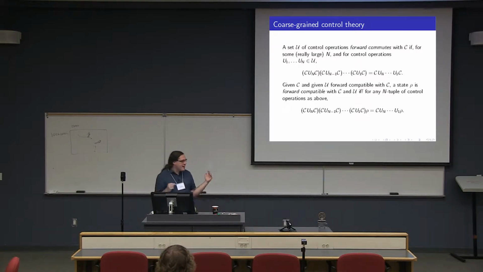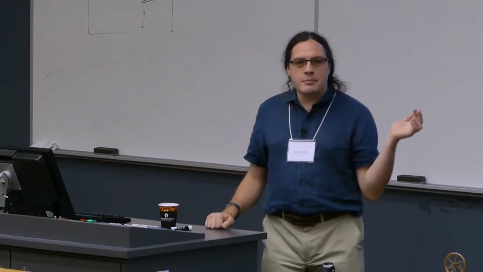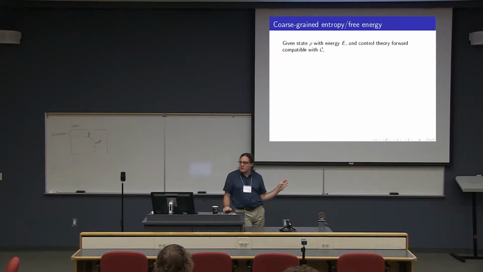Okay, so that's a fairly abstract general framework for thinking about restrictions on control operations that I have available. It's inspired to some extent by the fact that we have something very similar going on in the dynamical story of non-equilibrium statistical mechanics, although that's a story for another time. To get some sense of what's going on there and what sort of restrictions that means, suppose I've got a state, rho again, with energy E, and let's suppose that my control theory is not the full reversible one, but a control theory that's forward compatible with this coarse-graining C.